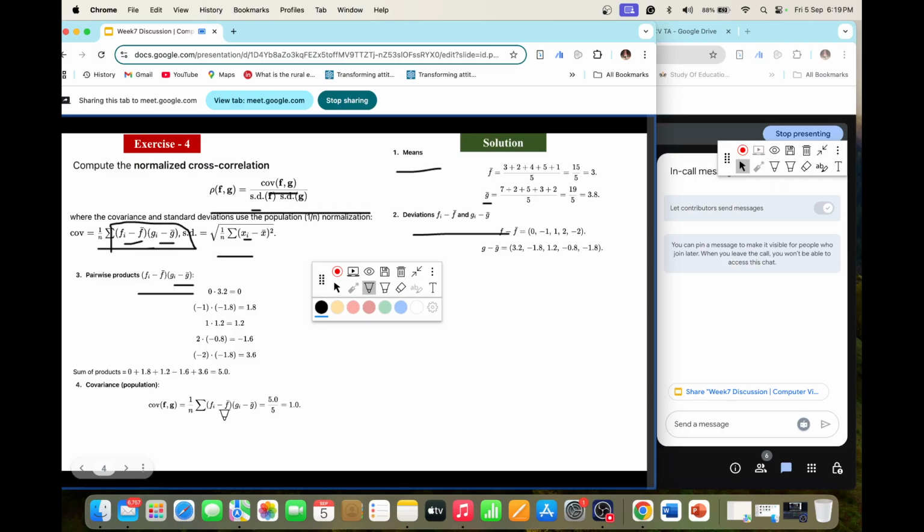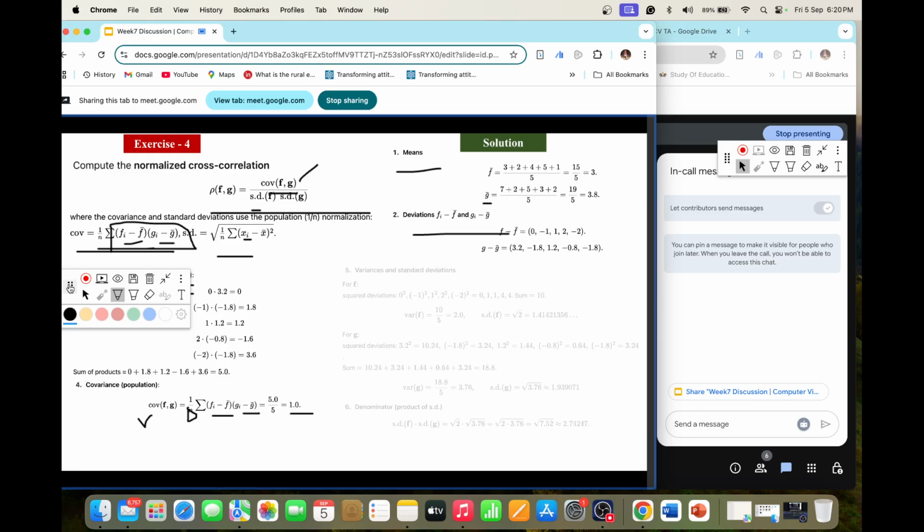As here the answer is coming 1, for covariance we do not require the root over. So it is 5 by 5: the sigma of fi minus f bar times gi minus g bar divided by the number of points. The number of points here is 5, and this product summation is also coming 5, so 5 by 5 equals 1. So by this we got the covariance of fg. That means we are clear with the numerator. Now we have to find the denominator.